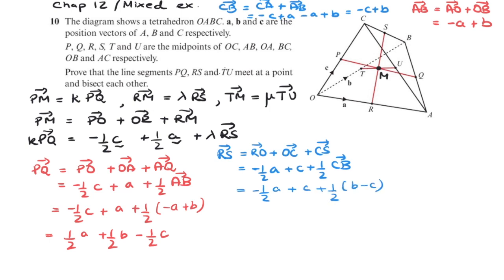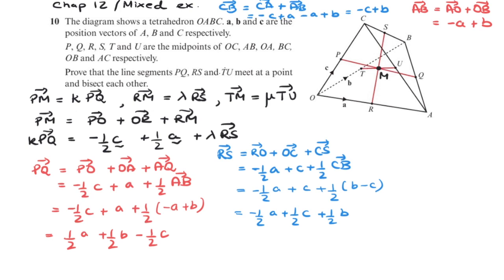Again, I can expand and tidy this up. I'm skipping a few steps just to speed things up, but feel free to go through those steps if you're unsure. You will end up getting minus half A plus half of C plus half of B in the end. So that's your RS done.